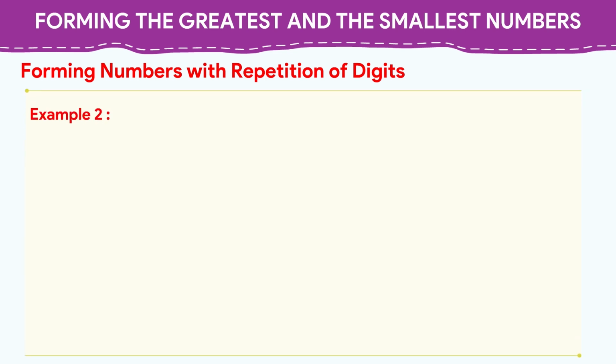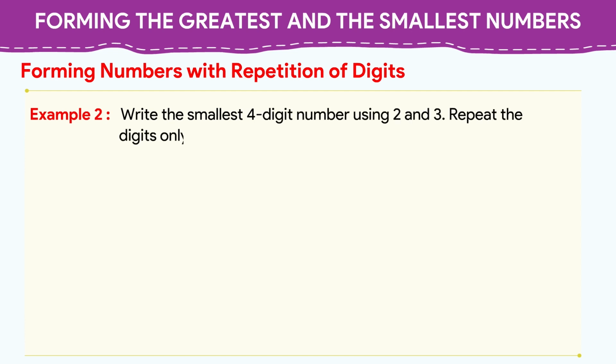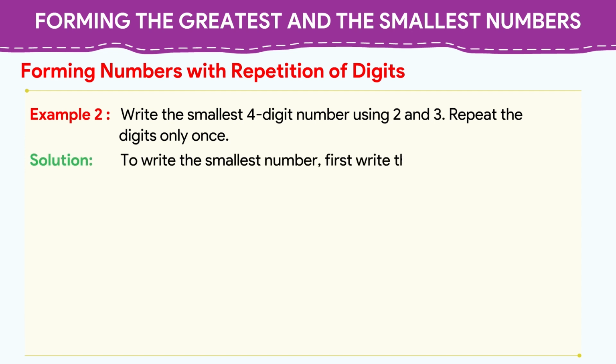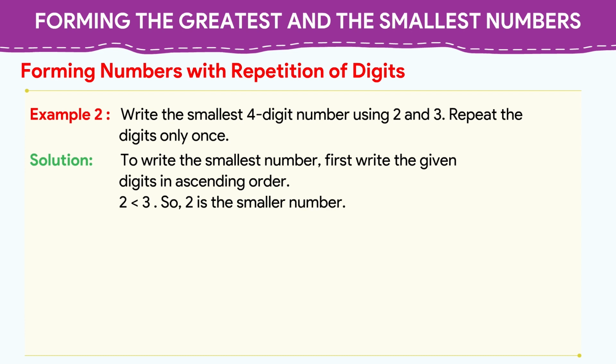Example 2. Write the smallest 4-digit number using 2 and 3. Repeat the digits only once. Solution. To write the smallest number, first write the given digits in ascending order. 2 is less than 3. So, 2 is the smaller number.